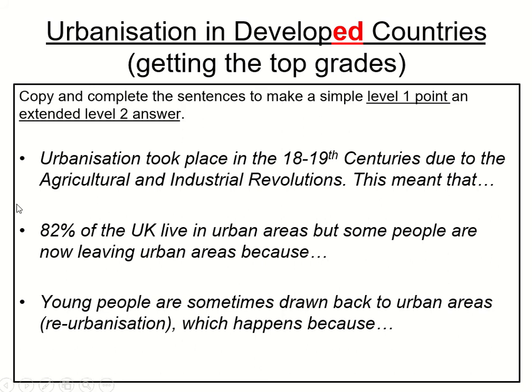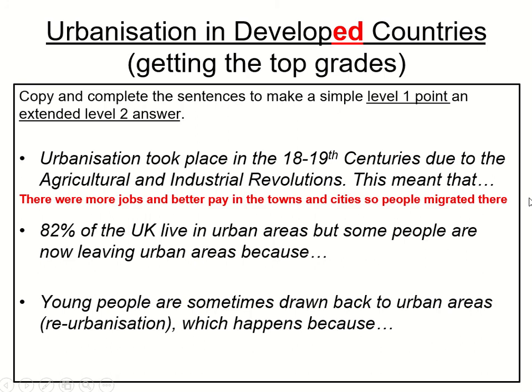Okay, so hopefully you've copied these out now and given yourself some sensible answers. I'll give you an idea of whether you're right or wrong. Urbanisation took place in the 18th and 19th centuries. This is in the developed countries, by the way, just to point out, like Norwich. Urbanisation took place in the 18th and 19th centuries due to the agricultural and industrial revolutions. This meant that there were more jobs and better pay in the towns and cities, so people migrated there.